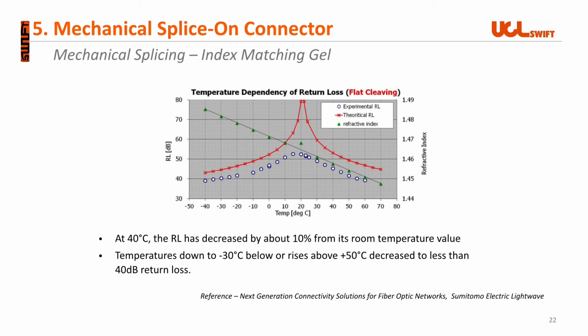As seen in the figure, return loss has decreased by 10% from its room temperature value. Temperatures down to -30 degrees Celsius or rising above +50 degrees Celsius decrease the return loss to less than 40 dB. This will cause temporary network malfunction under the extreme temperatures of the outside plant and make the mechanical connector less reliable.